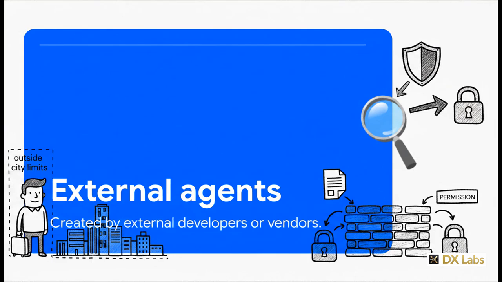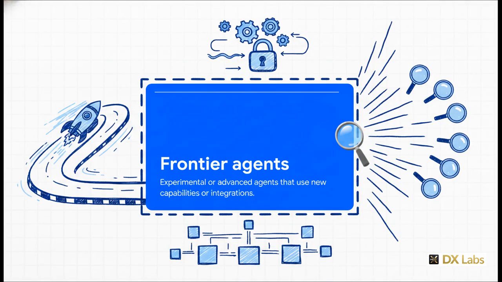On the flip side of that, we have external agents. Much like freelance contractors hired from outside the city limits, these are created by external third-party developers or vendors. For the AB 900 exam, remember this. Because these agents originate outside your organizational walls, you must tightly control their availability and data permissions to ensure strict security.